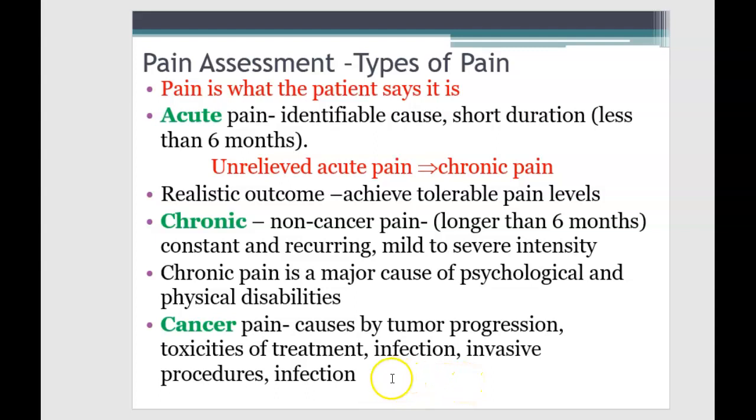I'm not sure if I said infection twice. I think I did. I have it here twice, so I apologize. But we have also chronic pain, and then you have acute pain, less than 6 months, something that happened, short duration. So it's unrelieved acute pain, and then sometimes it goes into chronic pain.